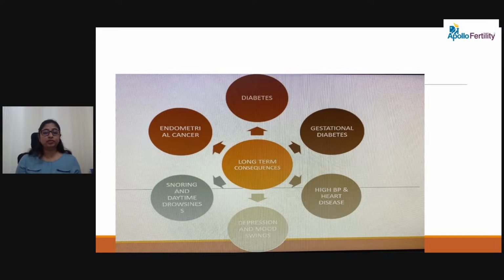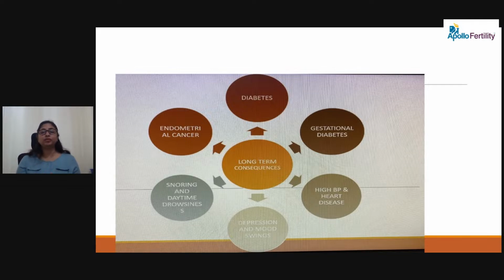Another is endometrial cancer. In PCOS, because there is hormonal imbalance, there is too much of the hormone estrogen, and this estrogen causes too much thickening of the lining of the womb, and that is responsible for endometrial cancer.